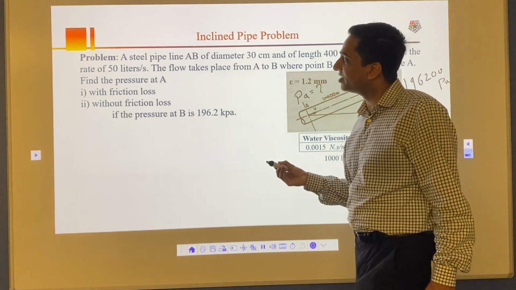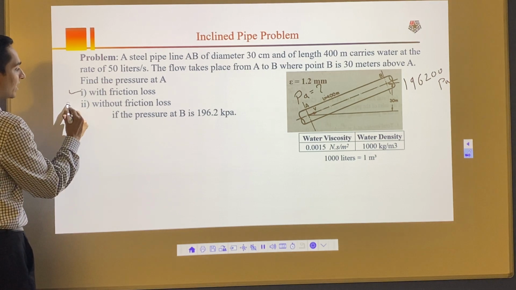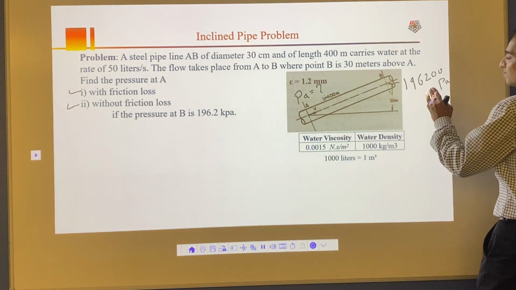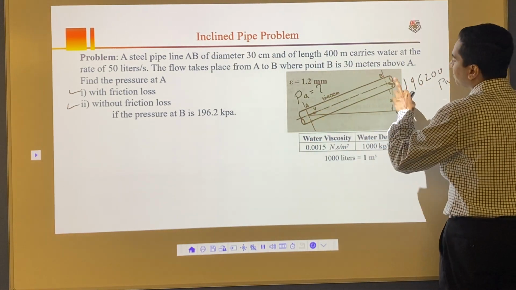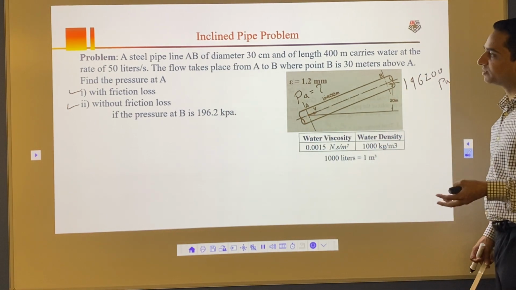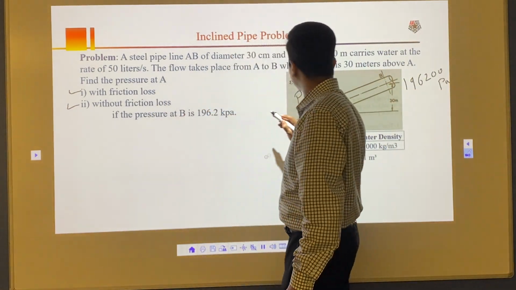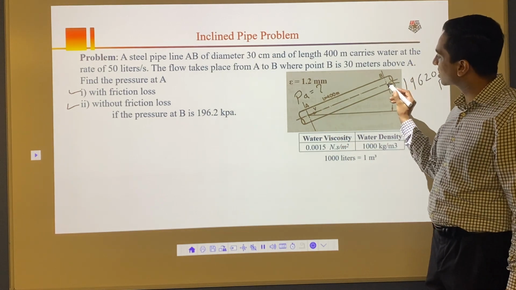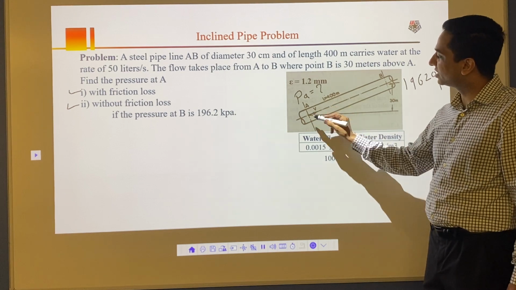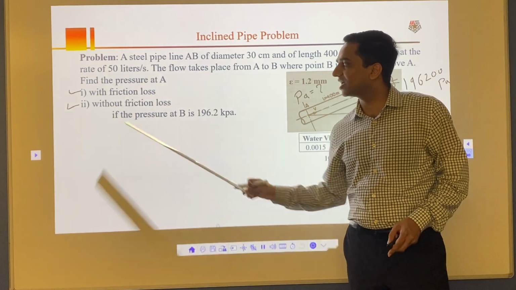That's the problem. The way we want to do it is that first we find the pressure with friction loss, and then without friction loss. Let's assume there is no friction in the pipe: what should the pressure be here, so that the pressure at B is 196,200? If we have friction, which is normal, what should the pressure be? If we get these two values, we can figure out how much excess pressure we are going to need to overcome all that pipe friction. So first we calculate it without friction loss, and then with friction loss.